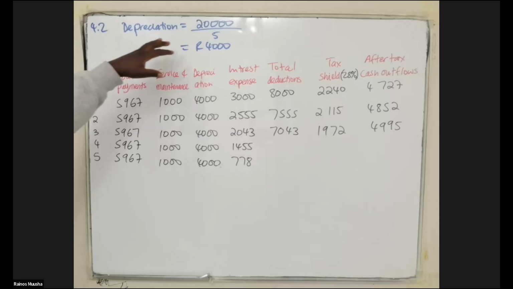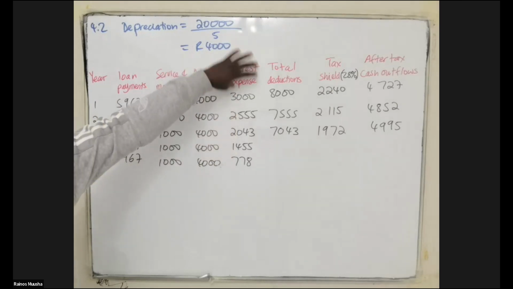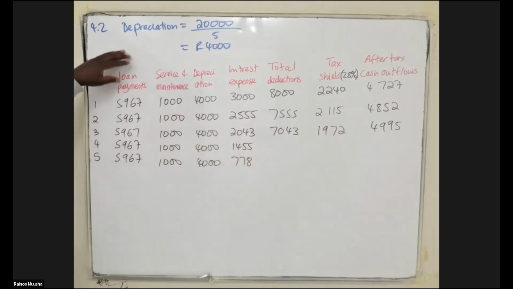All right. Thanks. Remember, we're excluding depreciation because depreciation is a non-cash item, and we're excluding interest expense because it's already part of the what? Loan payment amount. All right. So we don't want to double count the amount. Can we move on?